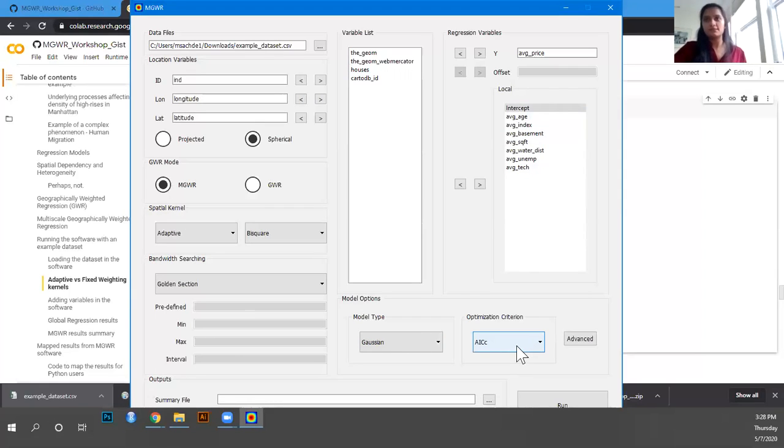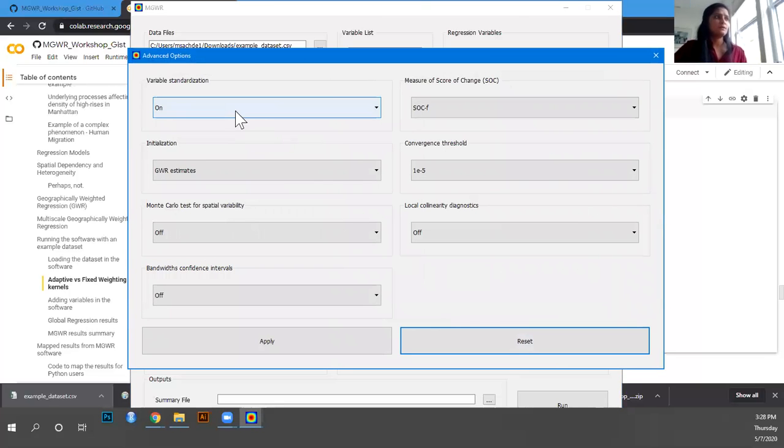But if you have a particular reason to use some other criterion, we do have an option for that too. Now in the advanced section, the standardization of variables is supposed to be on always. There are other things, which are for tests of spatial variability, and I'll come to this in a second. But standardization should always be on because for MGWR, you need the variables to be standardized. That is because we want to be able to compare the bandwidths that come out of the model. If our scales are not similar in terms of units, then the bandwidths that come out will also not be comparable amongst themselves. That is the reason why we always want this on.